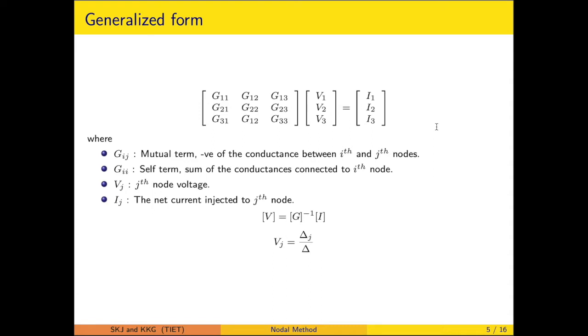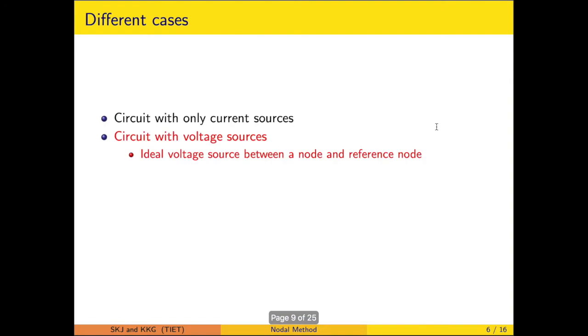Now this is a generalized form which we obtained when the circuit has only current sources. This we also obtained when the circuits have independent voltage sources. So some sort of this arrangement we can work out, only the interpretation will change. Now there are different cases. Circuits with only current sources we have covered in the last.